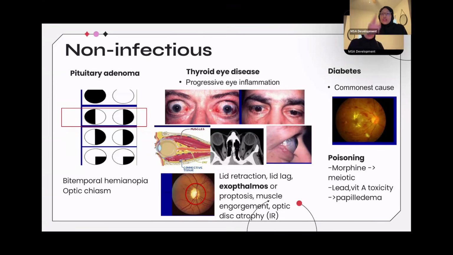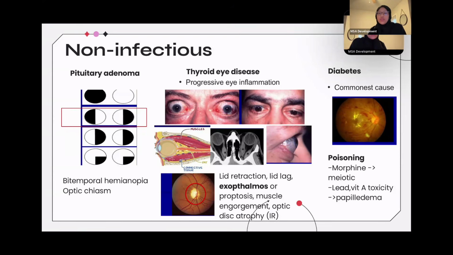So when you tell them to follow your finger like that, the lid will lag. It should go down like this, but it does not because it's stuck because of all this inflammation around the eye muscles. It can also cause irreversible optic disc atrophy. So here is atrophy, which is damage to the optic disc itself.